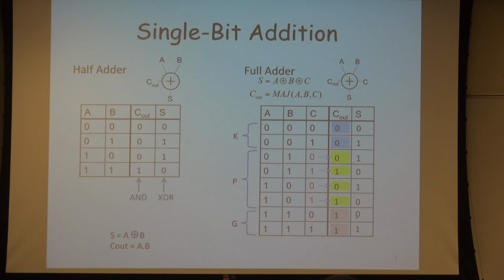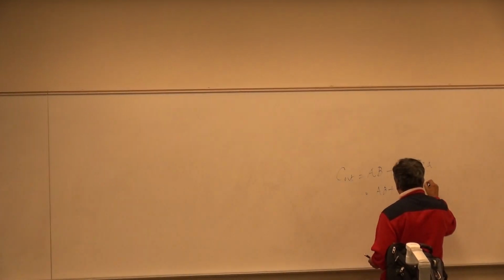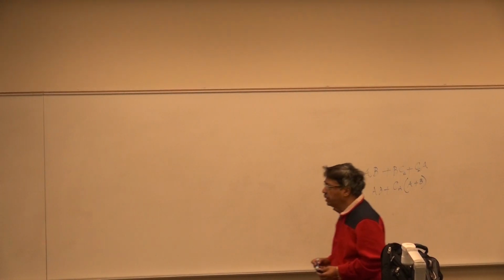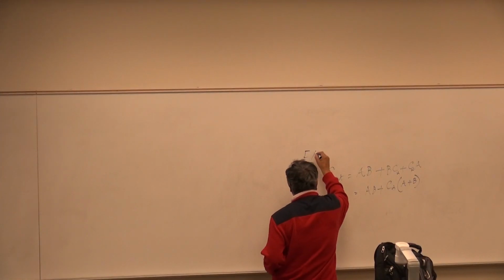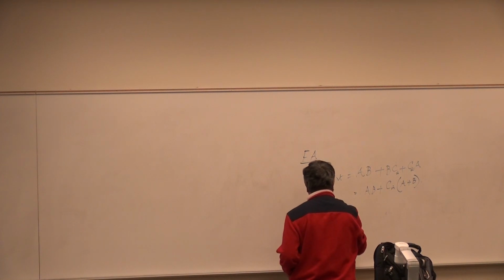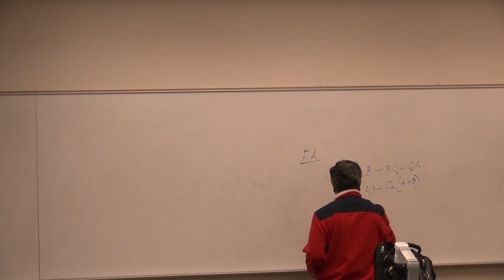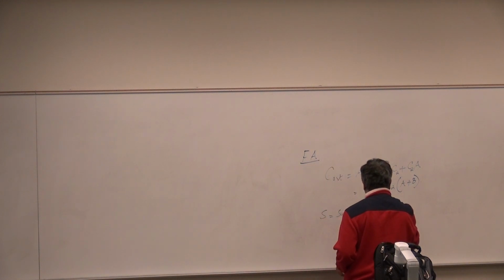That means C out is AB or BC or CA, that is, AB or B C in or C in A. We can write this also as AB plus C in (A plus B). So this is the full adder, and the sum S is A exclusive or B exclusive or C in.